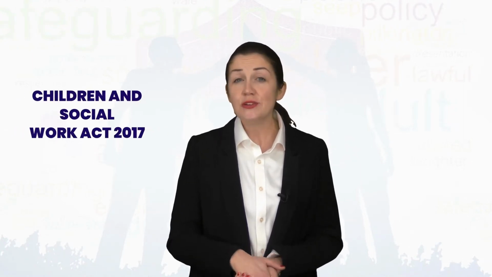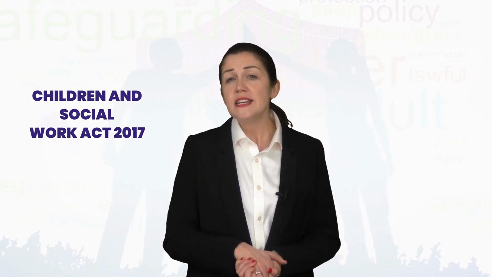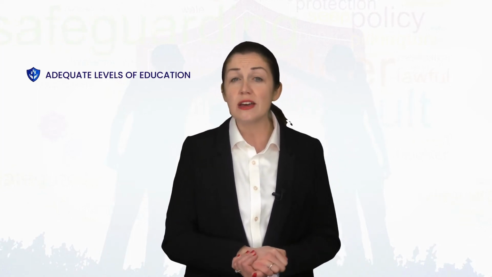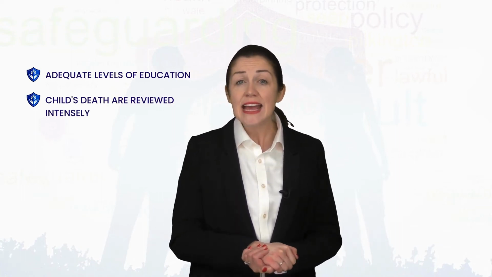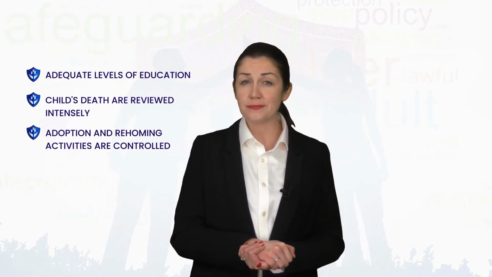Another important piece of UK legislation to know about is the Children and Social Work Act 2017. This was introduced to highlight other important factors that exist in the UK and contribute to a child's well-being. The Act includes guidance for ensuring that children are provided with adequate levels of education, given consideration when local authorities ensure the circumstances of a child's death are reviewed intensely, and that adoption and rehoming activities are controlled.